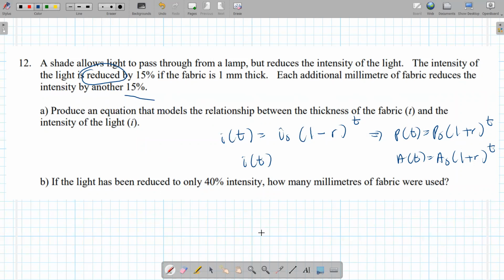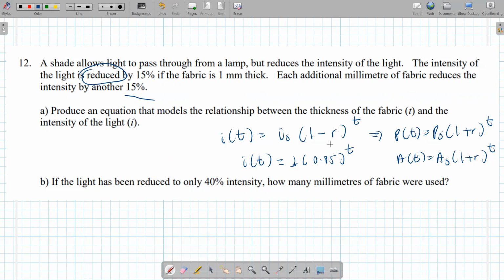Like if one of them was 30% and one was 15%, so if you're reducing by a half or something like that, would I never use the half-life formula? No, you'd only use the half-life formula for half-life questions. This is not a half-life question. So it's only for those questions. Yeah. So this just becomes I times 1 times 0.85 to the power of t.